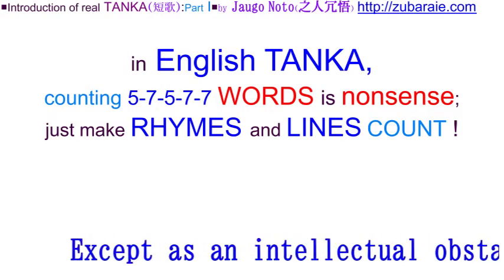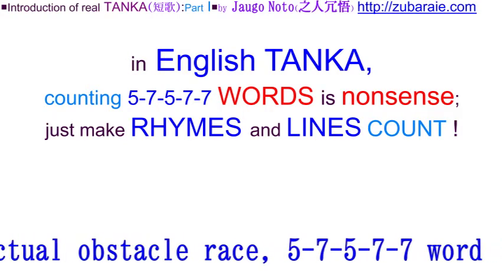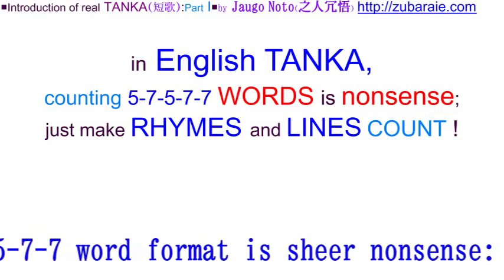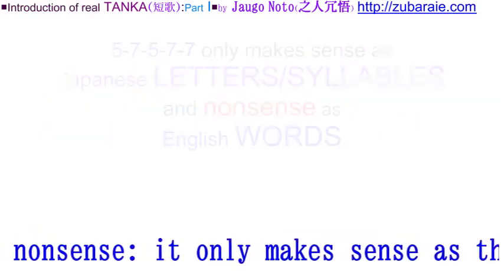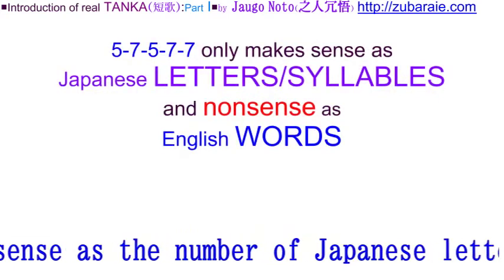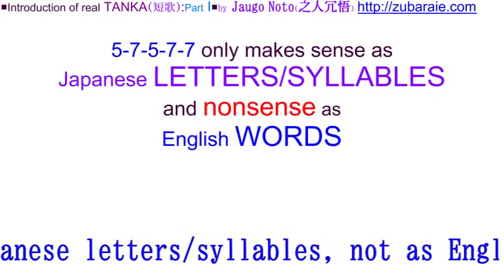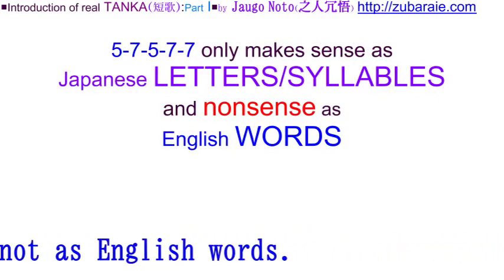Except as an intellectual obstacle race, 57577 word format is sheer nonsense. It only makes sense as a number of Japanese letters and syllables, not as English words.